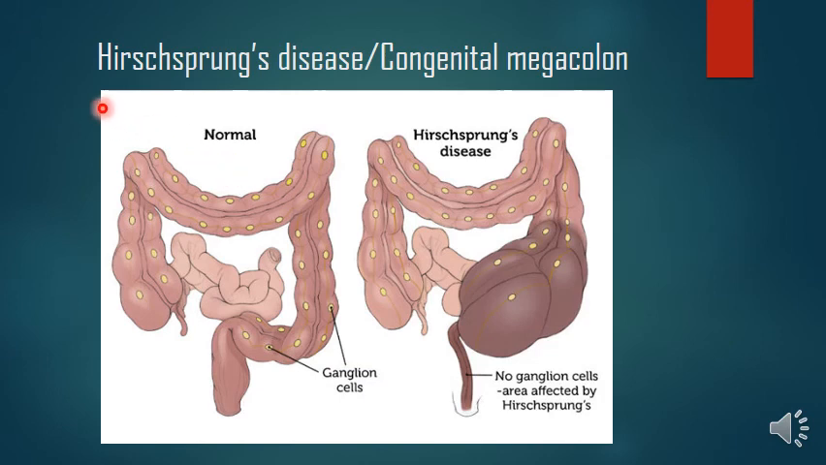One more anomaly related to the development of the hindgut is Hirschsprung's disease or congenital megacolon. So here this is the normal appearing hindgut, right? Sigmoid mesocolon, rectum and anal canal, right? So here this is the normal one, and in the normal hindgut, what will be there? There will be nerve cells which are present in the myenteric and the submucous plexuses.